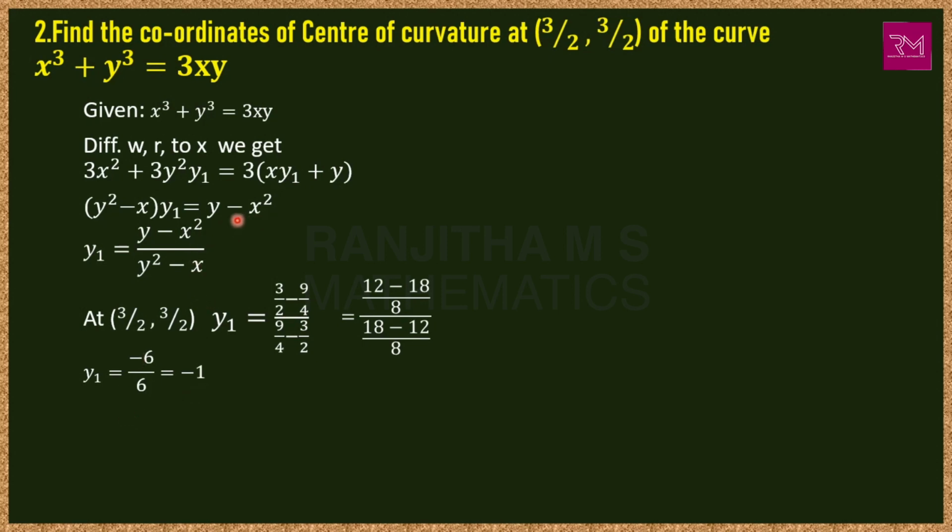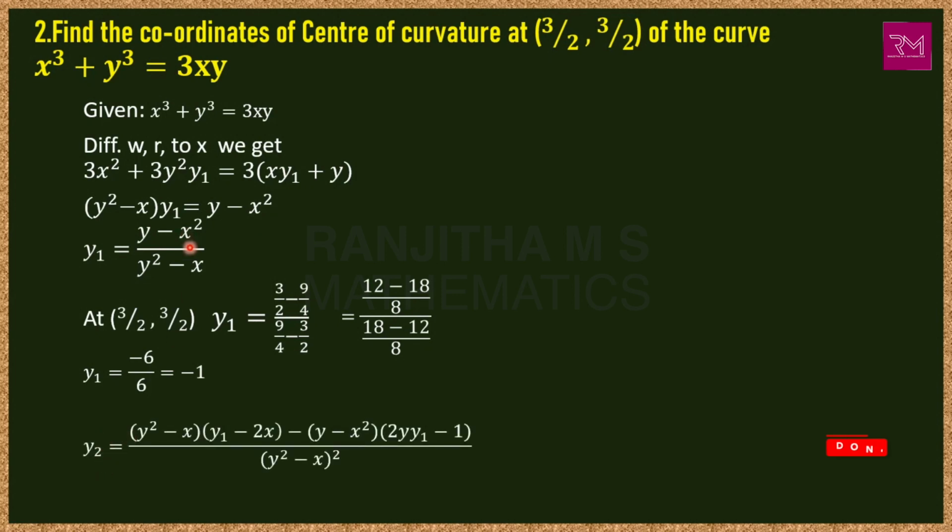For that, differentiate this equation again with respect to x. We get y2 as numerator divided by denominator, both are functions, so we have to apply the quotient rule over here. Hence we get denominator into d/dx of numerator, where the numerator is y minus x squared, that is differentiation of y minus x squared is y1 minus 2x, minus numerator, that is y minus x squared, into d/dx of denominator, that is 2y into differentiation of y with respect to x is y1, minus differentiation of x is 1, divided by denominator whole squared, that is (y squared minus x) whole squared.